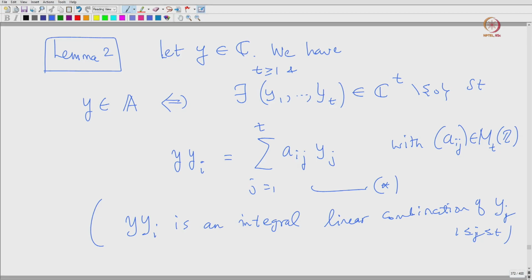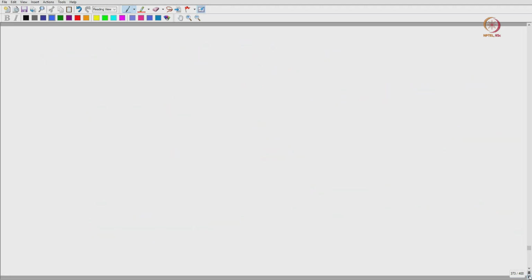So, this is actually a somewhat practical way of checking, given a complex number, whether it is an algebraic integer or not. Okay. So, let us actually look at the proof. The forward direction is very simple. So, let us pick up this polynomial p of x, a monic polynomial such that p of y is 0.